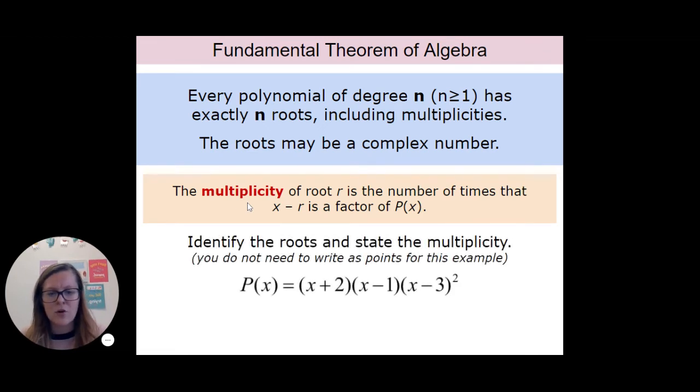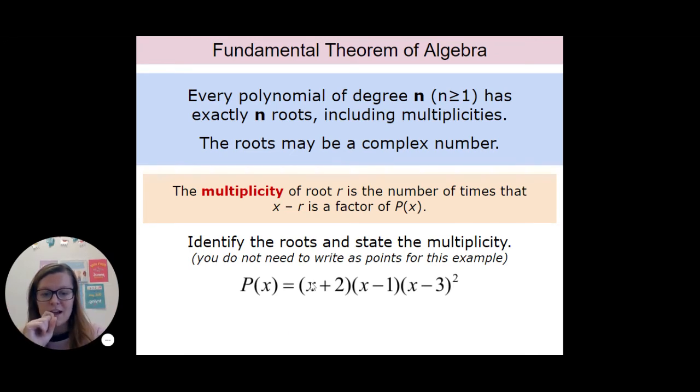Okay, back to this idea of multiplicity. We've talked about this before, but really quick for an example, I want you to identify the roots and state the multiplicity. I will tell you if I don't want you to write it out. Here I say you don't need to write it out as points. Any other time I don't tell you, please make sure that you're writing roots as a point because it truly is where the graph crosses the x-axis.